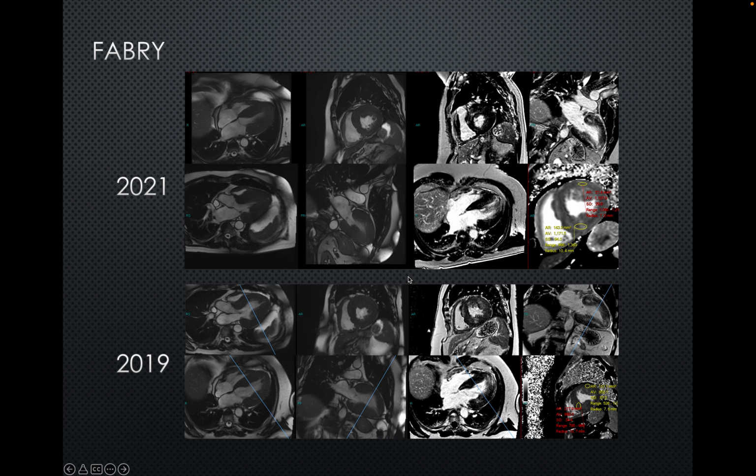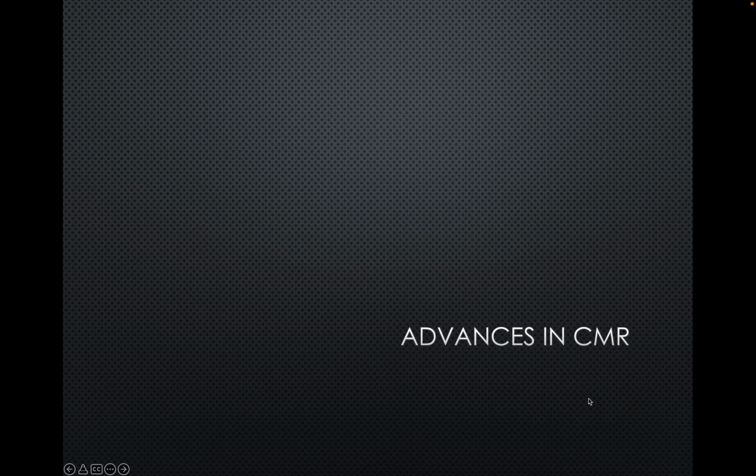Fabry disease: T1 maps play a major role in the diagnosis of Fabry in the early stages, where the T1 values are below normal. Later, in the fibrotic stage of Fabry, they might go high, but in early diagnosis, intracellular deposition usually leads to T1 maps below the normal values.